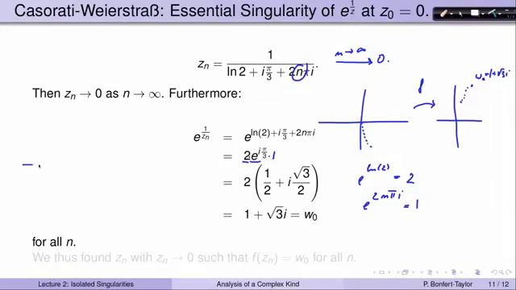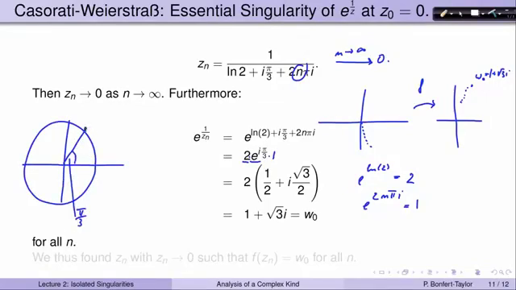e to the i pi over 3 is very similar to the example that we just looked at. Pi over 3 is that 60-degree angle, and it's simply the number that we looked at earlier, but scaled down to have length 1. So we had looked at this number up here, 1 plus root 3i, and now this number gets scaled down to length 1, so the number now is 1/2 plus i times root 3 over 2. We multiply that by this 2 right here, and we're back to our number w0. So e to the 1 over Zn is indeed w0.